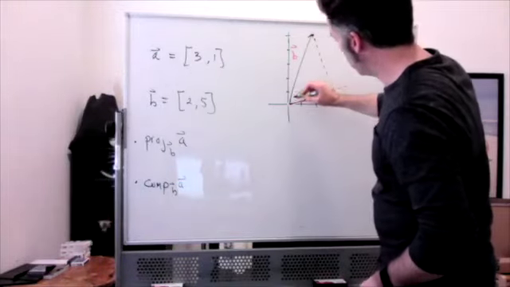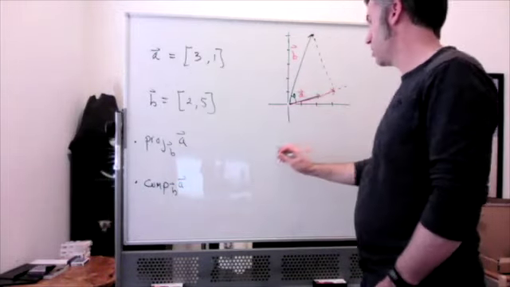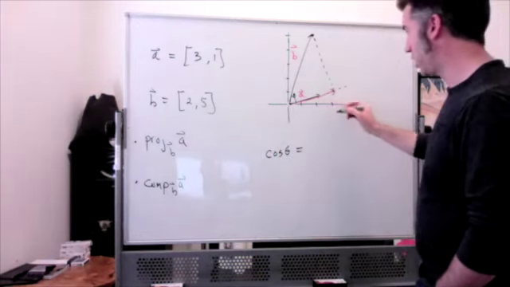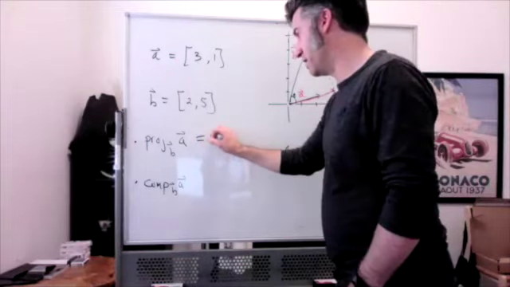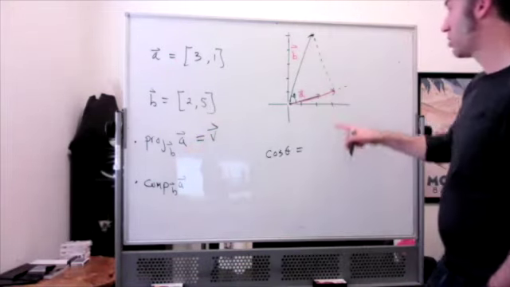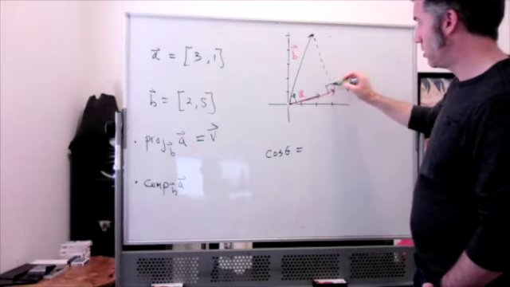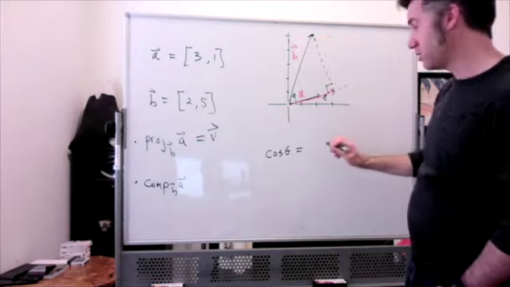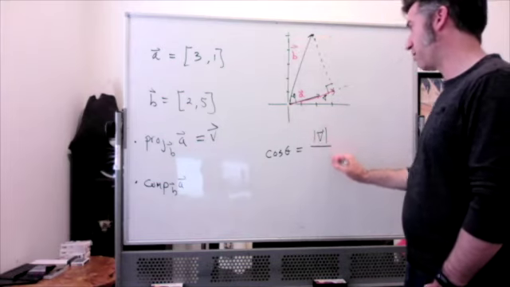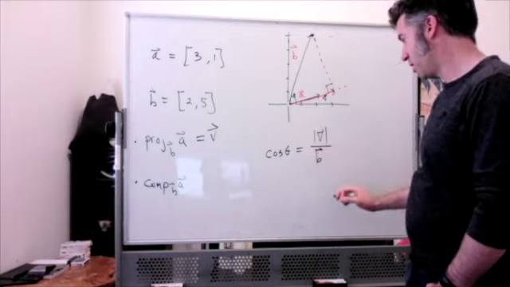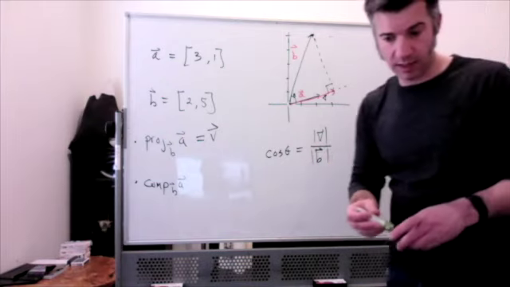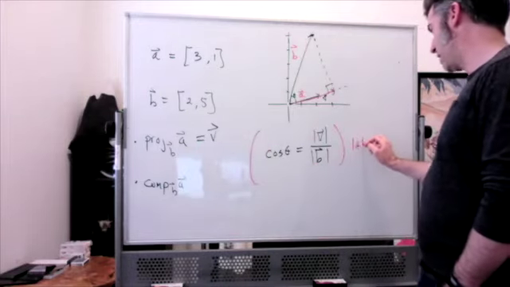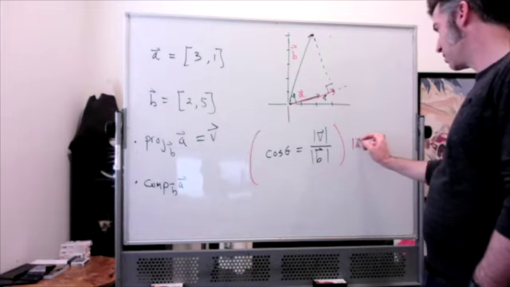So there's your angle theta. We know that cosine theta is equal to, let's call the projection V, so we don't have to write this whole mess. Cosine theta should equal the adjacent over the hypotenuse. That's going to be the magnitude of V over the magnitude of B. Okay, multiply both sides by the magnitude of A times the magnitude of B and see what you get on the left.